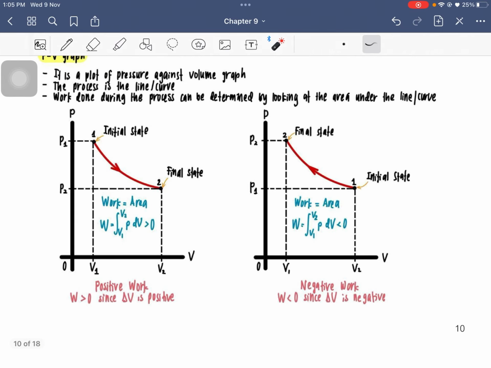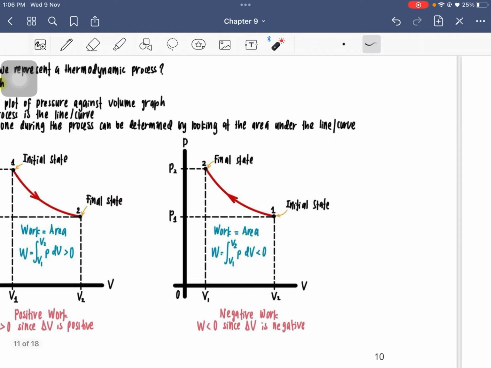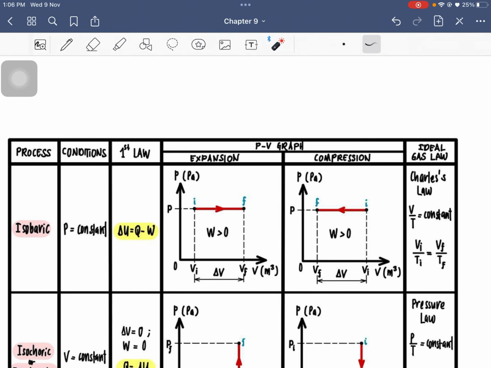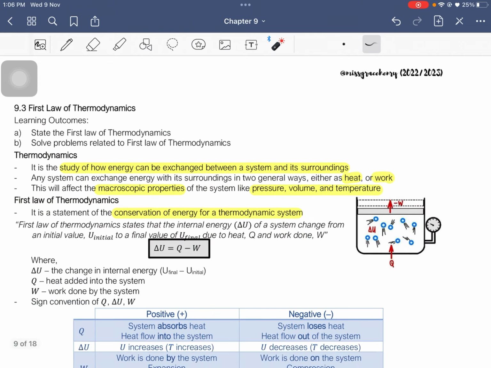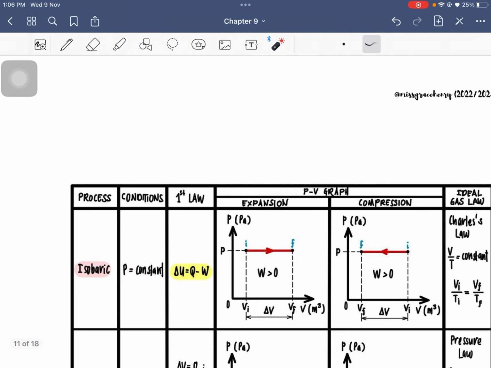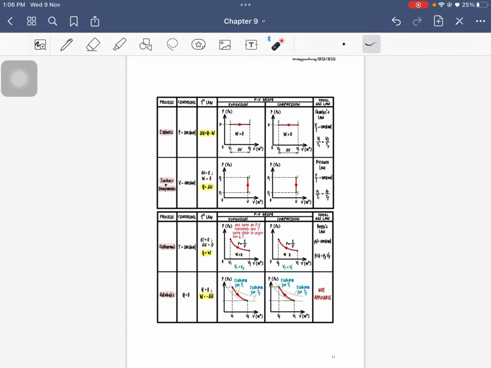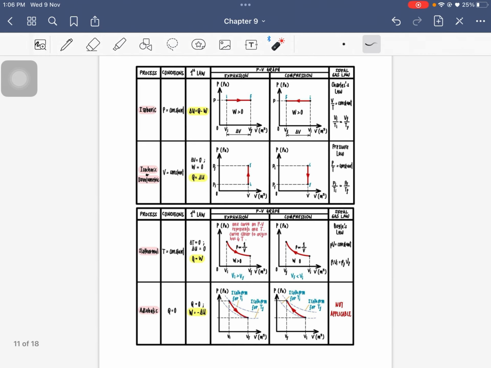If the work is positive, the change in volume is positive, meaning it expands. That's why the work is positive. If the work done is negative, it is because the change in volume is negative, so it is being compressed. That's why the work is negative, because work is done on the system. Alright, so this is the summarized version of all four processes.